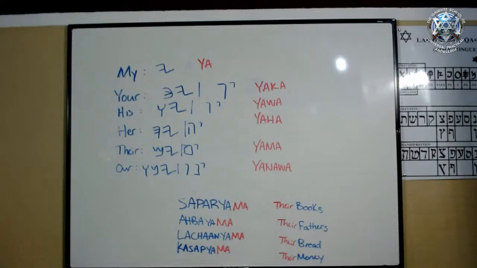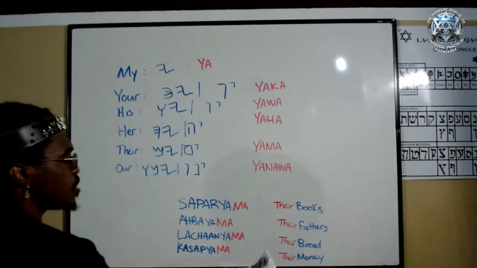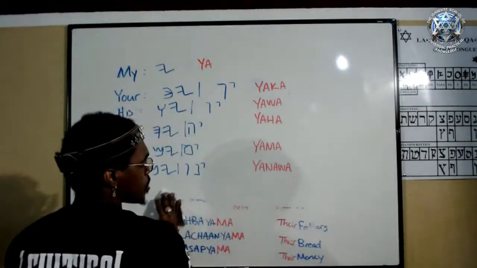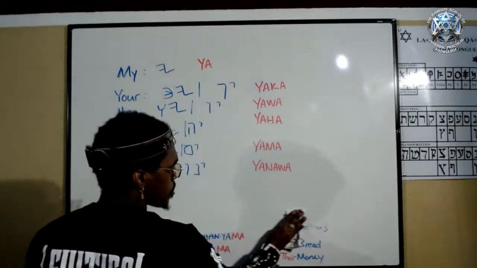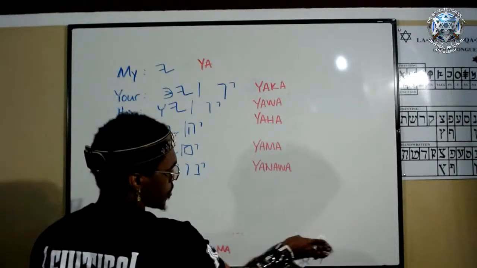Her books will be Sapar Yahah. His books will be Sapar Yawah. Alright, and it's just that simple. Just add a Yah before the possessive pronoun, subject pronoun. Object pronoun.